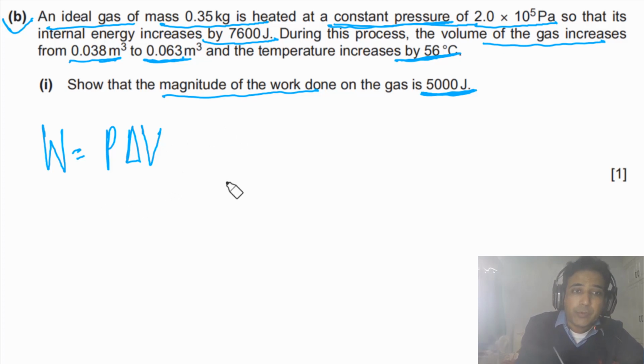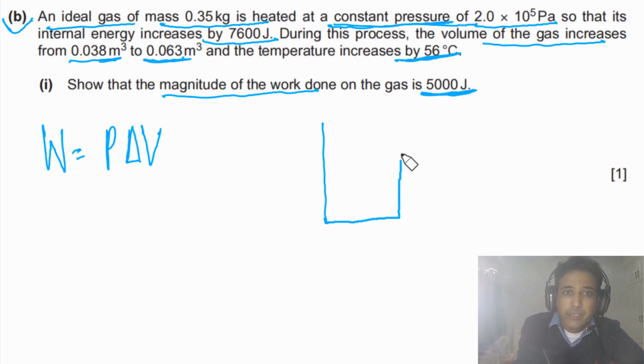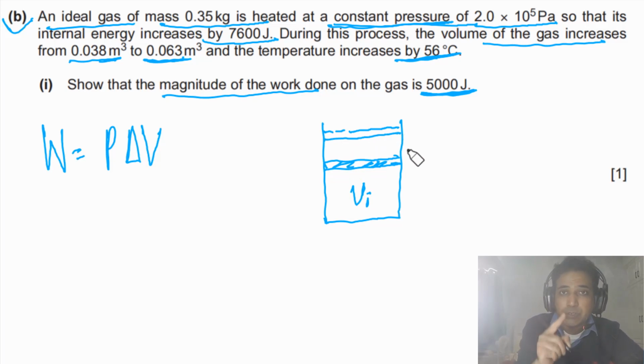This is a very important point you need to understand. You can also simply imagine this: we have a cylinder, and inside this cylinder we have the gas. This is our initial volume, then the gas expanded to this volume, so this is V final. So gas is expanding, so it means work is done by gas.